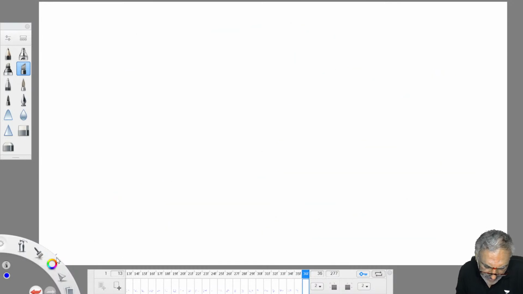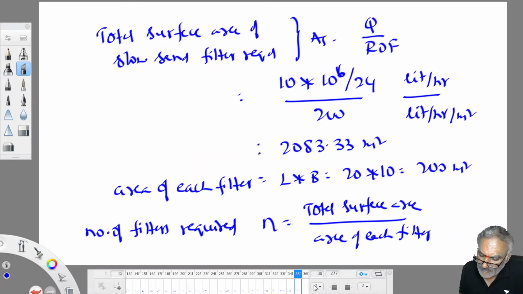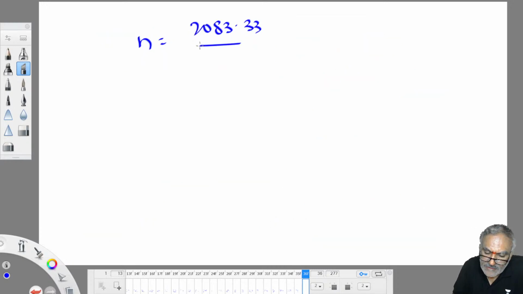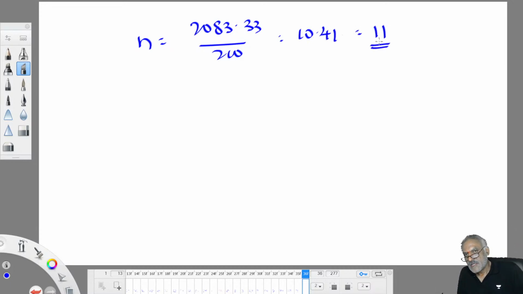So come on, work out. So it is 2083.33 by 200. It is 10.41. So 10.41 you cannot provide. So it is 11 filters. So nothing mentioned regarding standby, ignore.